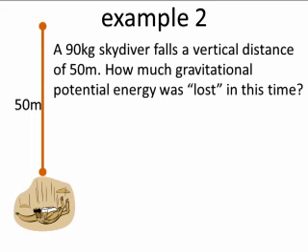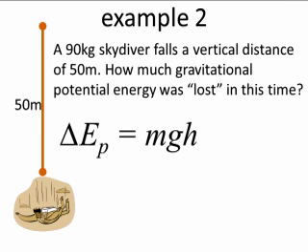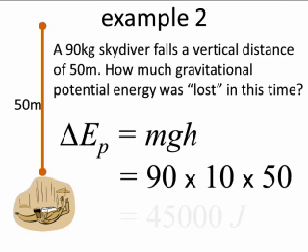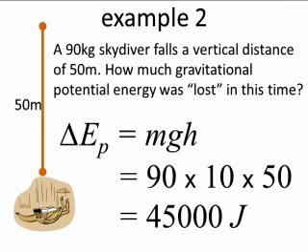A skydiver falls a vertical distance of 50 meters. How much gravitational potential energy was lost in this time? See if you can work that out. So the formula again, substitute the values, and you get an answer of 45,000 joules.